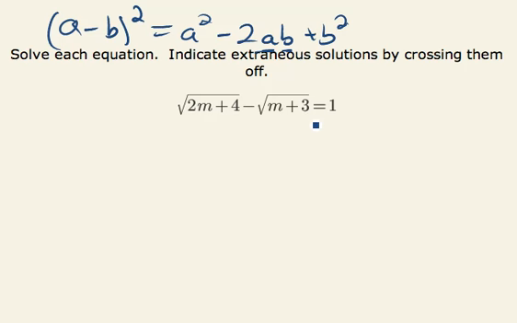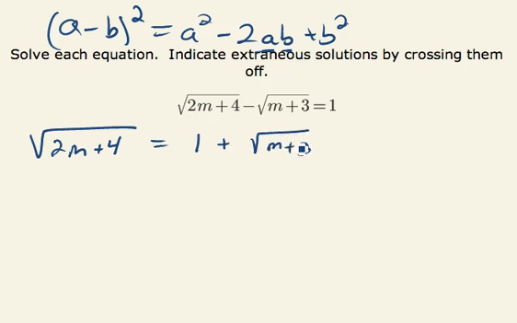I'll go ahead and add square root of m plus 3 to both sides, leaving me on the left with just square root of 2m plus 4, and on the right we'll have 1 plus square root of m plus 3. And now I'm going to go ahead and square both sides. On the right we still have a binomial, but this time our binomial at least only has one square root in it. So this cross product term, this 2 times a times b, isn't going to be that bad. Now we have a plus, so let's change this to the other form of that equation. There we go.